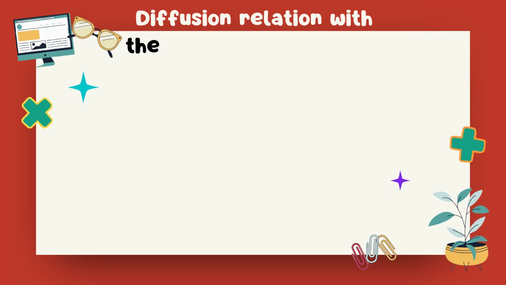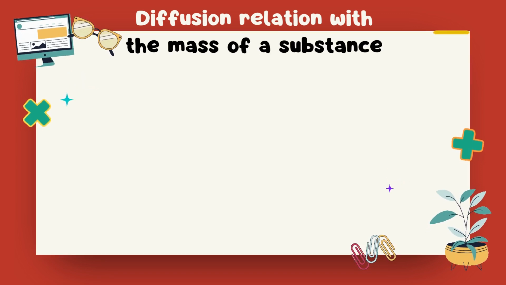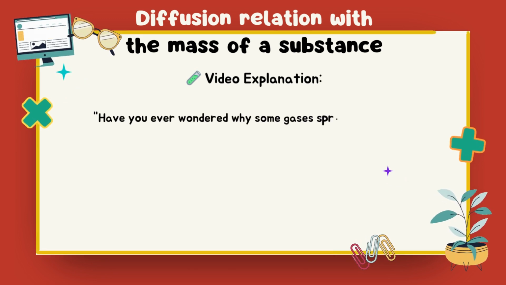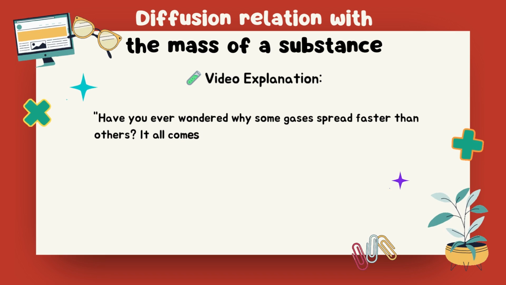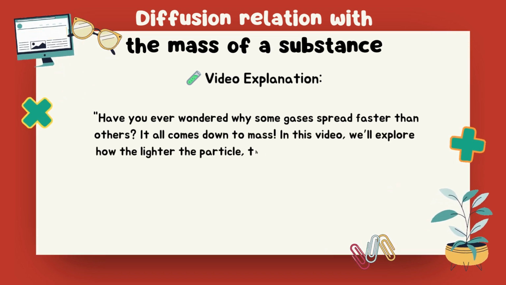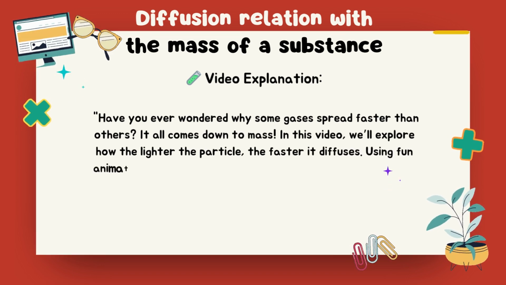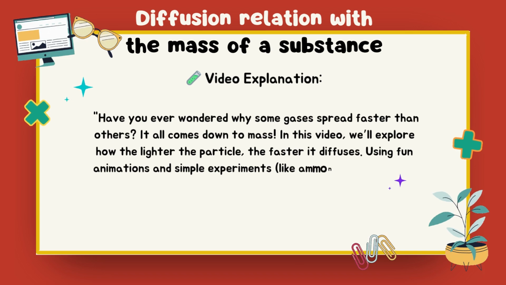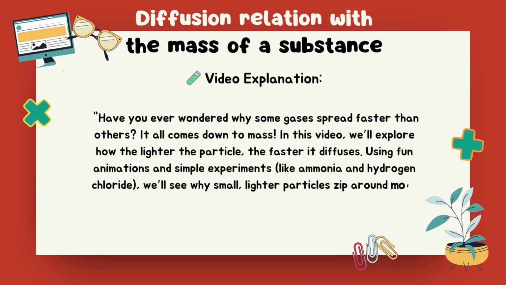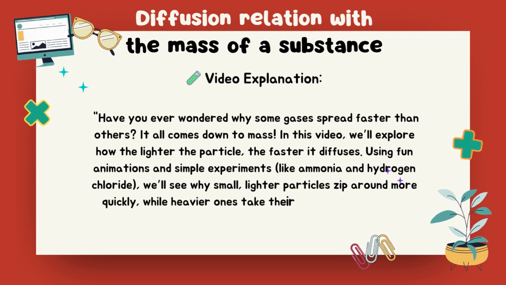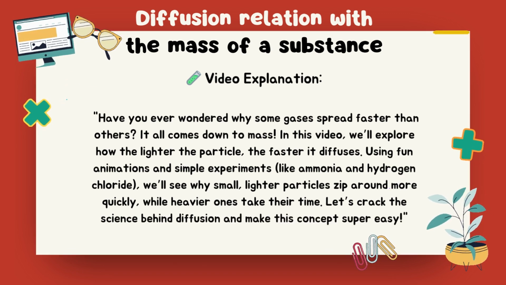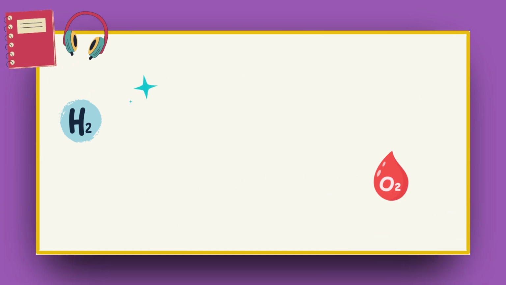First, diffusion relation with the mass of a substance. How is it affected? Have you ever wondered why some gases spread faster than the others? It all comes down to the mass. In this video, we will explore how the lighter the particles, the faster it diffuses, using fun animations and simple experiments like ammonia and hydrogen chloride. We will see why small, lighter particles zip around more quickly, why heavier ones take their time. Let's crack the science behind diffusion and make this concept super easy.